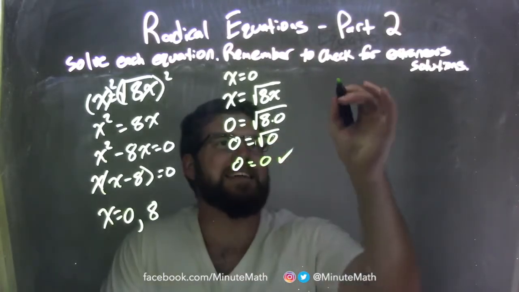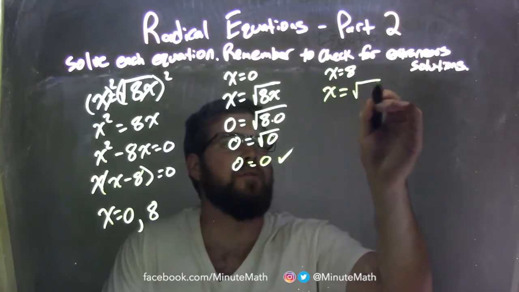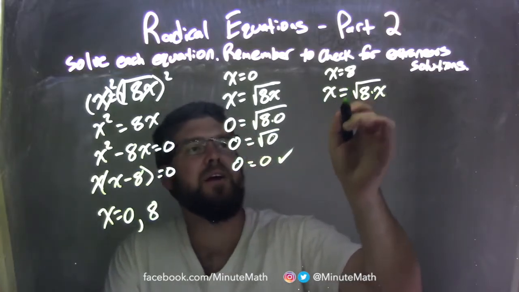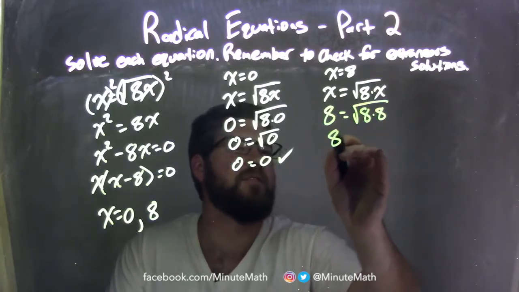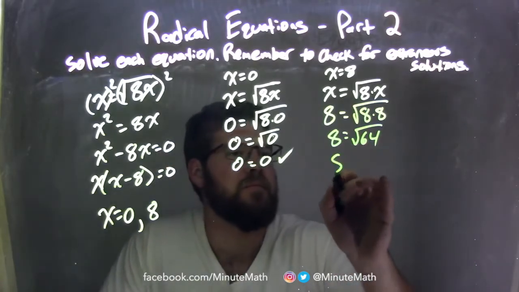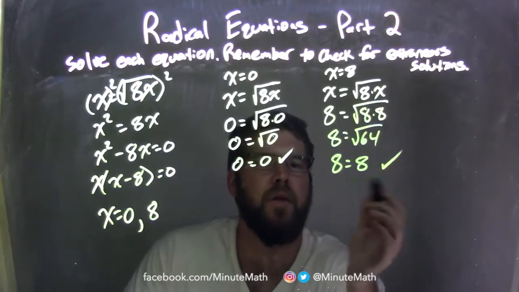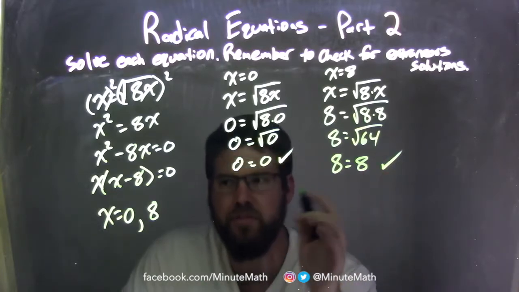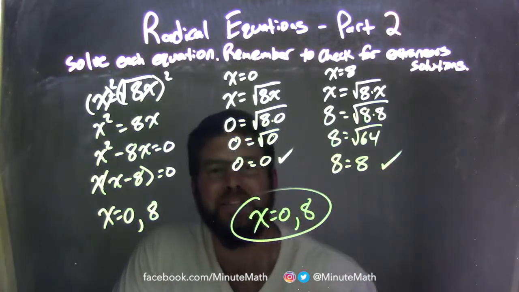Let's try the other one, x equals 8. Let's see if it's extraneous. So I'm going to take my original equation, x equals square root of 8 times x. Let's plug it in. 8 for x, or 8 times 8. Well, 8 times 8 is 64. Fantastic. Square root of 64 is 8, right? So my left and right are equal. What that means is both of these were true solutions. Neither one was extraneous. That could happen. So we have x equals 0 and a positive 8, and those are my two solutions here.